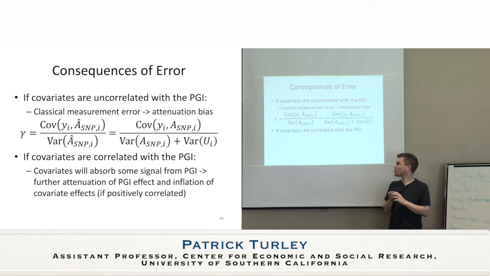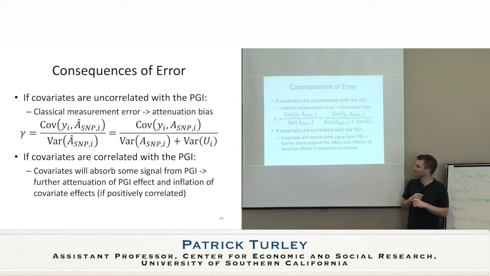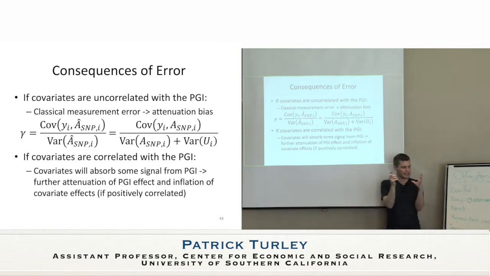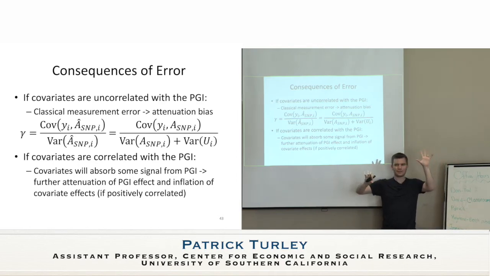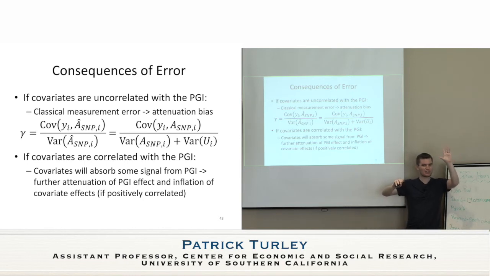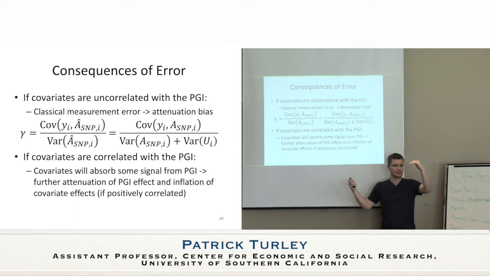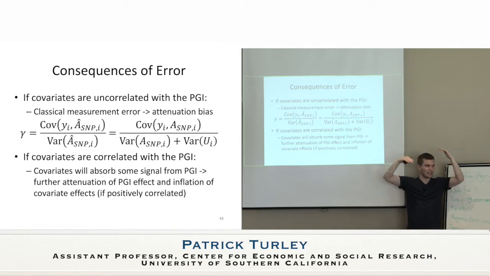It gets more tricky if the covariates are correlated with the PGI. The reason for this is if you have this noisy PGI measure, then your covariates, which are correlated with the true additive SNP factor, are going to slurp away some of the signal from the PGI. And as a result, you're going to see even further attenuation in the coefficient associated with the PGI, and you'll see an inflation on the coefficients associated with the covariate. In the example I'm speaking about here, I'm assuming everything's positively correlated with everything else. So the measurement error in the PGI, in a model that has correlated covariates, is messing up all of your coefficients, and all of them will need to be corrected.